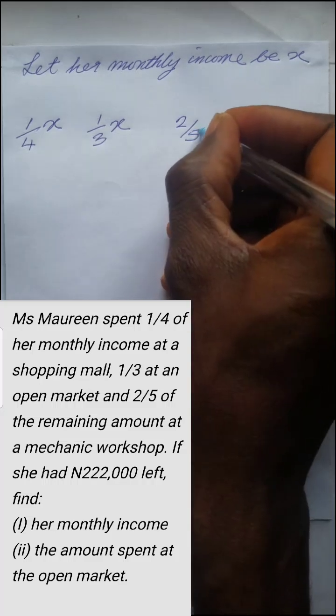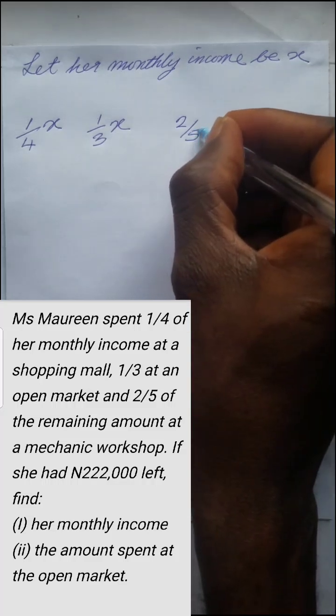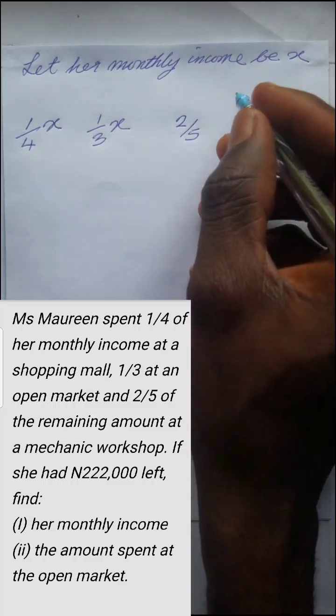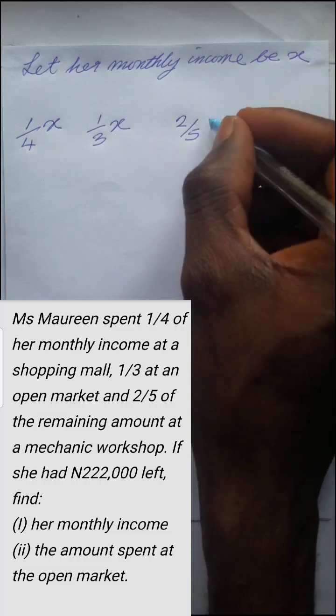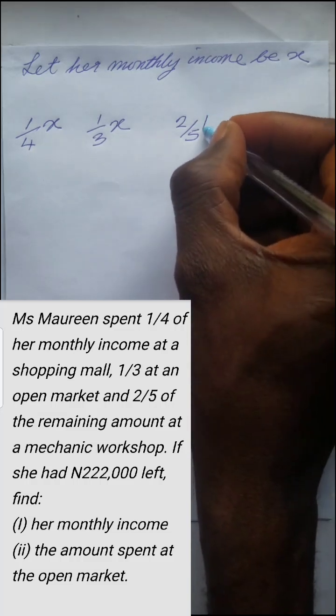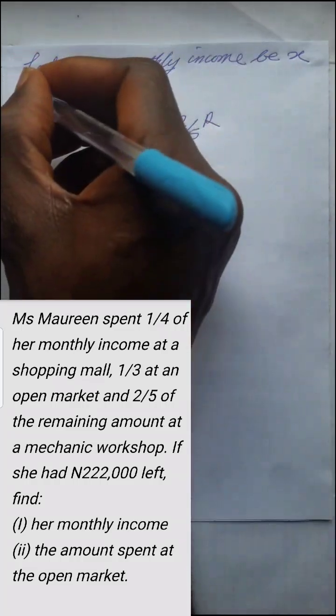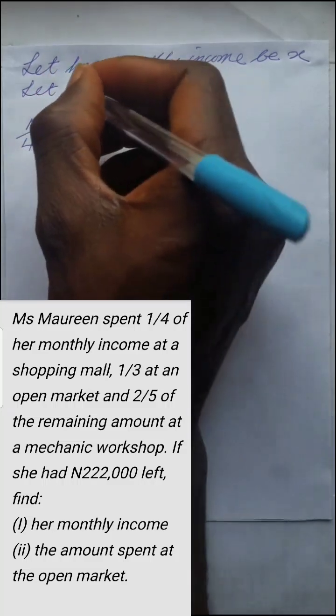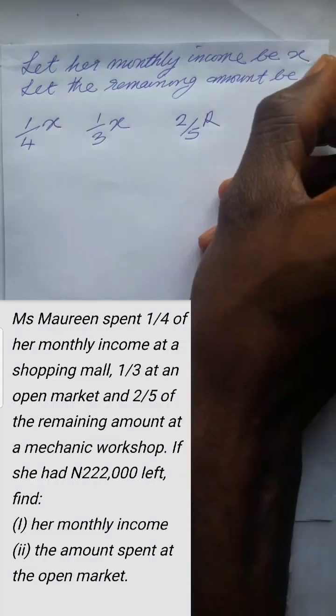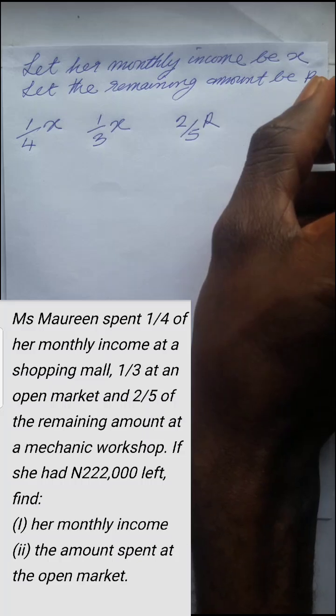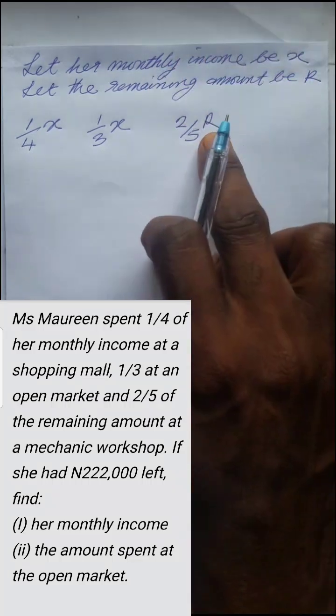2/5, but the problem here is that it is now not of this same monthly income. Of what? The remaining amount. So it cannot be X anymore. This is R. So let me also say here, let the remaining amount be R. This R I'm using here.